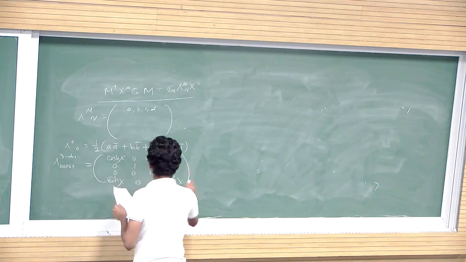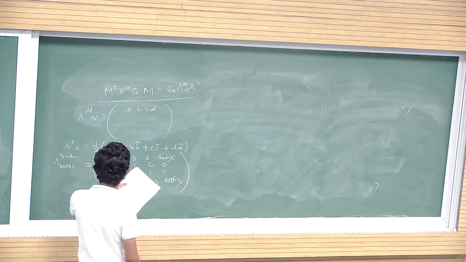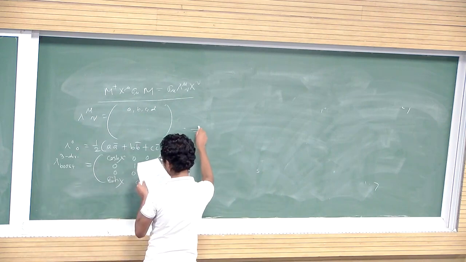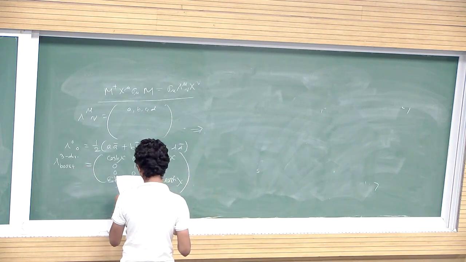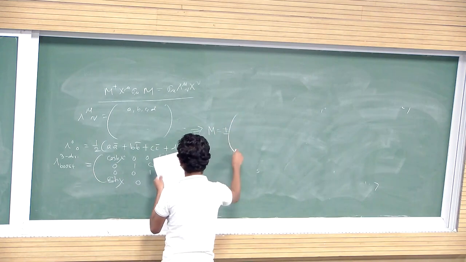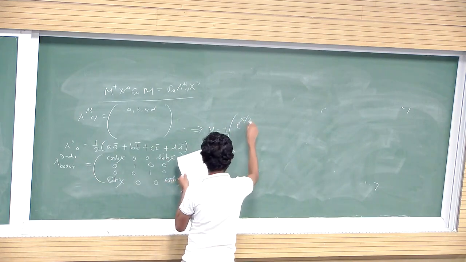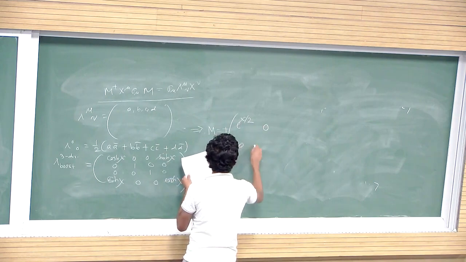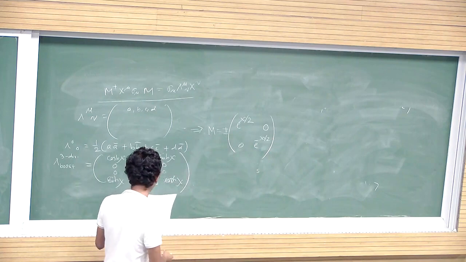Okay, and the corresponding SL(2,C) matrix for this particular boost will be given by M equals plus or minus diag(e^(χ/2), e^(-χ/2)), with zeros off the diagonal. This is just an example.